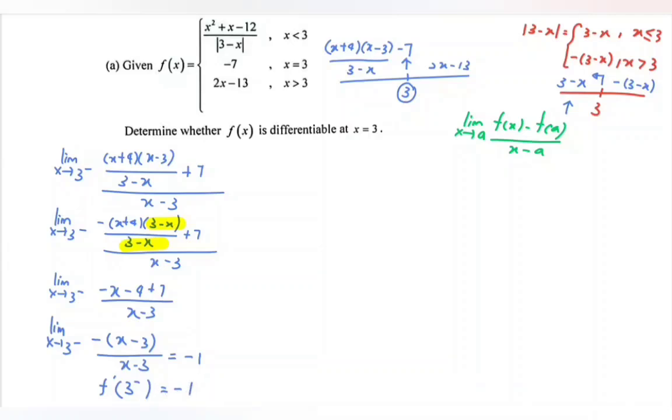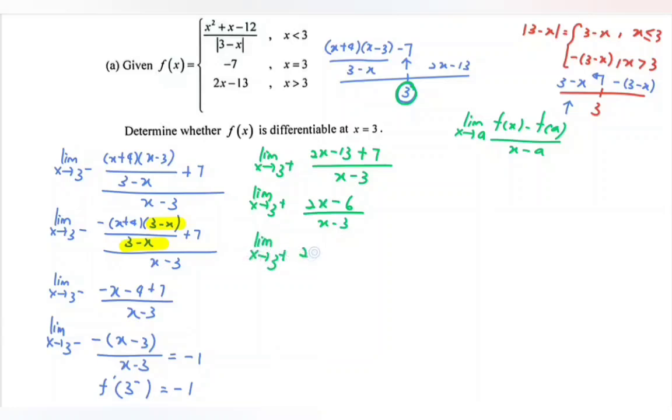Focus on the right hand side. The limit as x approaches 3 from the right. For the function, we have 2x minus 13 minus, if it refers to 3, we will have positive 7 over x minus 3. The limit as x approaches 3 from the right, we have 2x minus 13 plus 7, so we have negative 6. Rewrite the situation: the limit as x approaches 3 from the right, factor out the 2 and we have x minus 3 over x minus 3. So the value will be approaching 2. So f prime of 3 from the right is 2.